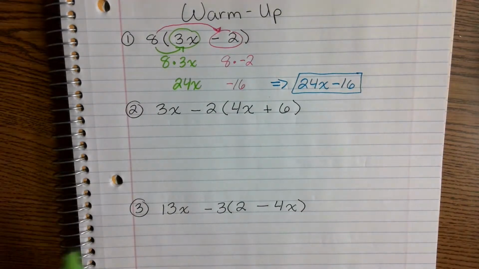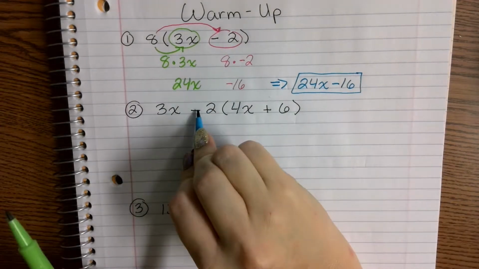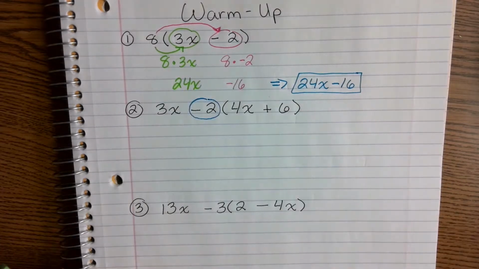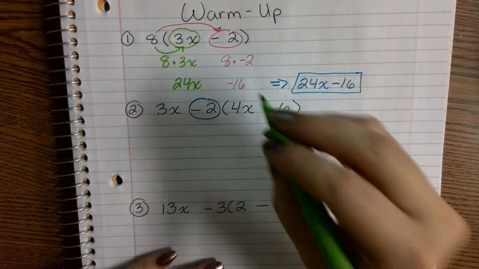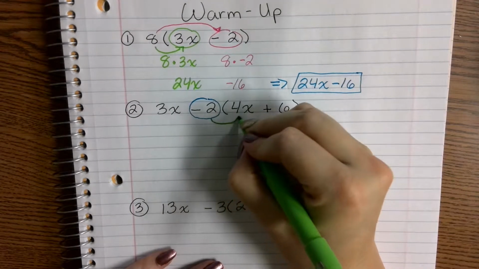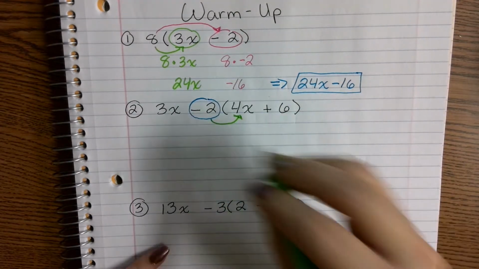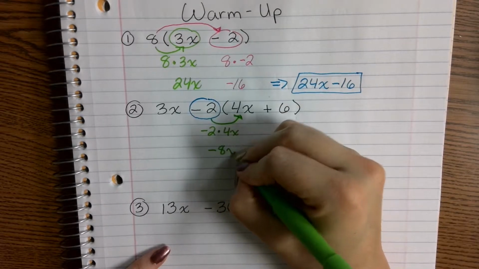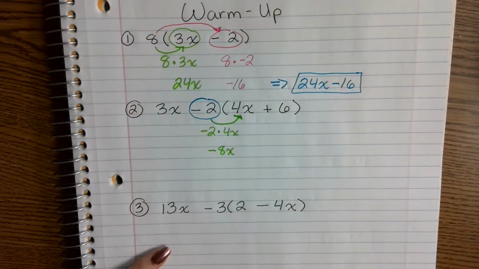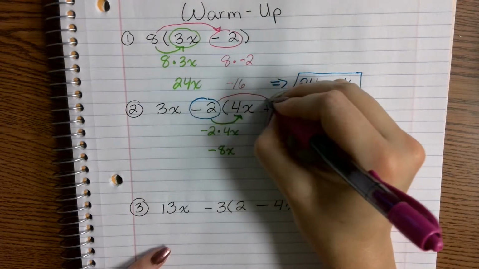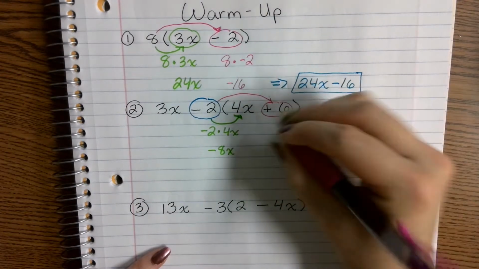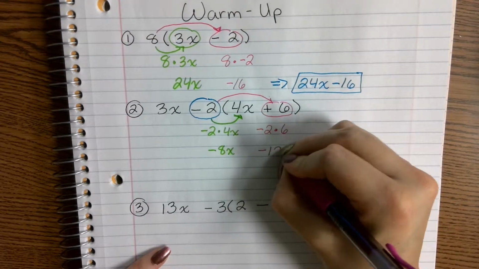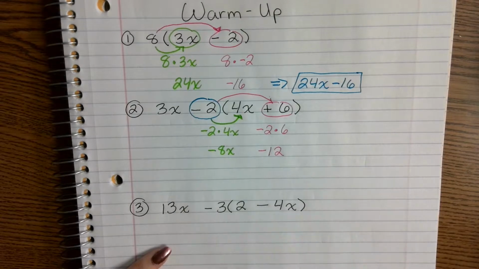First thing that you need to understand is that this minus 2 is actually a negative 2 when you are distributing. It is a negative. So you are doing negative 2 times the 4x, which is going to give you negative 8x. Then you're going to do negative 2 times a positive 6. Negative 2 times positive 6 gives you negative 12.